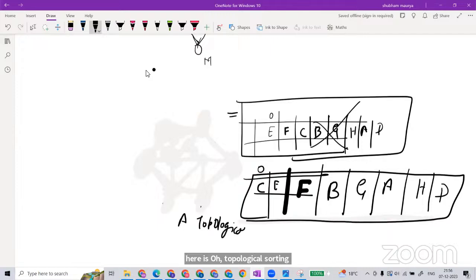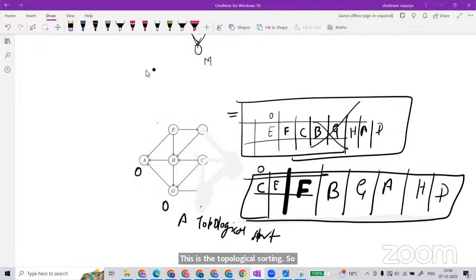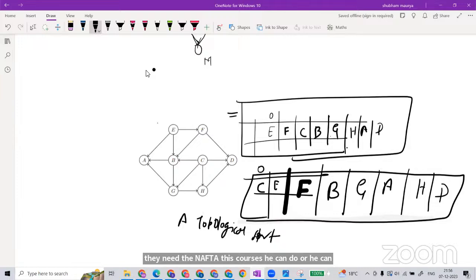This is a topological sorting. That means if any person wants to do the course with these courses, he can do them in this order. Either first he can do F, then E, then F, B, G, A, or he can complete first E, then F, then C, B, G. In this order he can do. So this is a topological sorting.